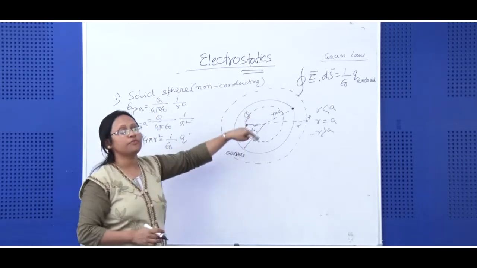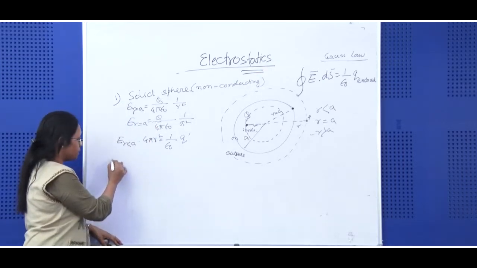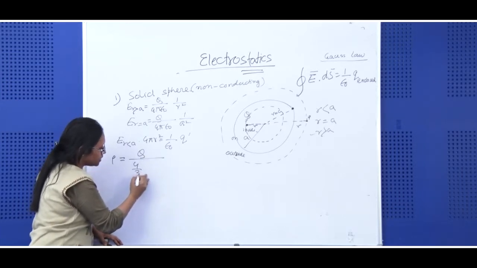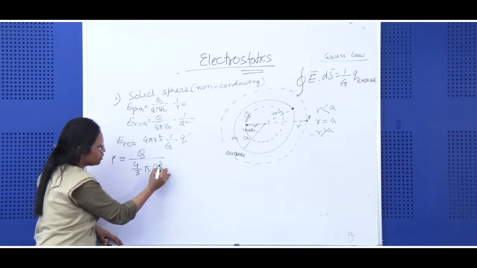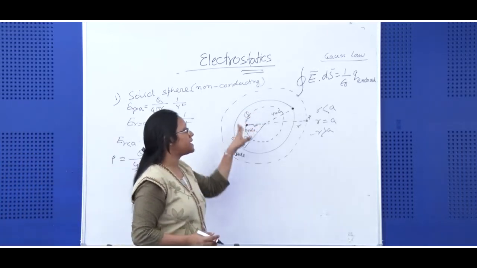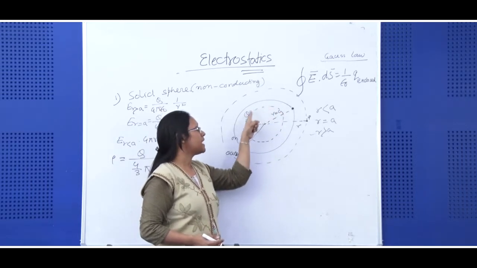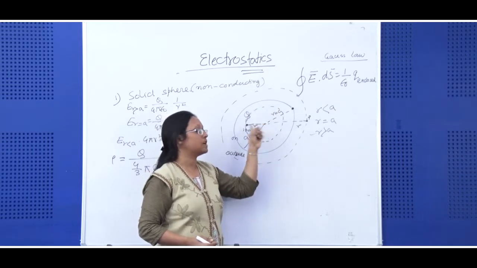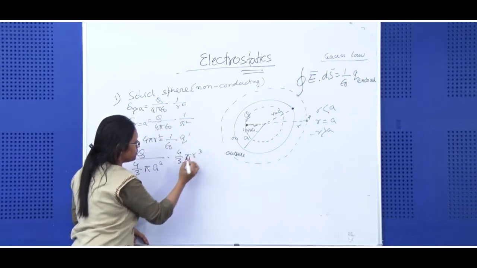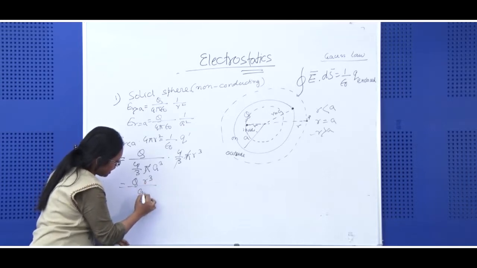As the charge is uniformly distributed, we can find the volume charge density. What will be the volume charge density? That volume charge density rho is equal to the total charge divided by the total volume 4/3 pi a cube, that is the total volume of the sphere. Now what will be the charge enclosed by a sphere of radius r? That means the volume charge density multiplied by the volume of this sphere of radius r, that is 4/3 pi r cube. Now the fraction is r cube by a cube.